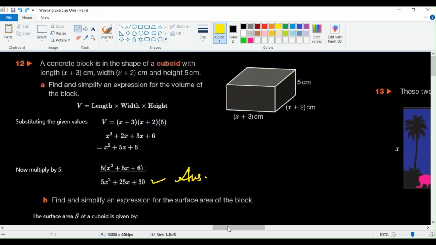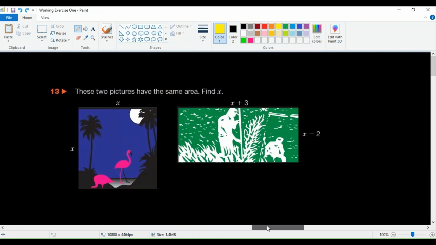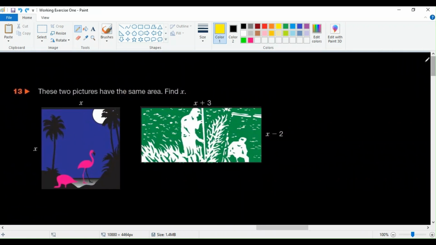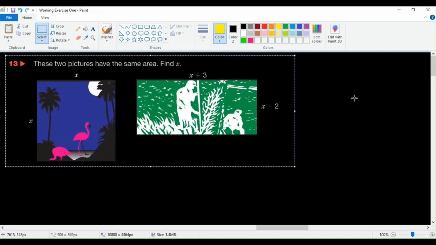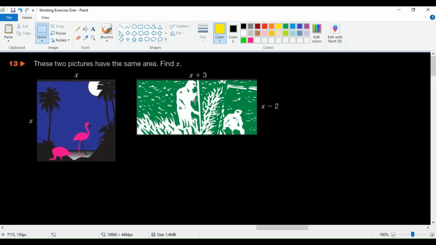Now comes question number 13, which is the last question of this exercise 1. I'll bring this up a little. Okay, it says these two pictures have the same area. Find the value of x. So we know very well that this x and this x are equal to x minus 2 and x plus 3. So let's begin.